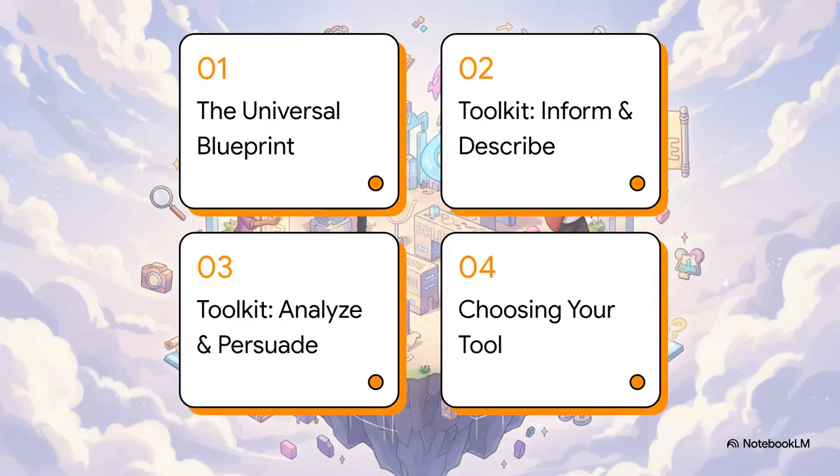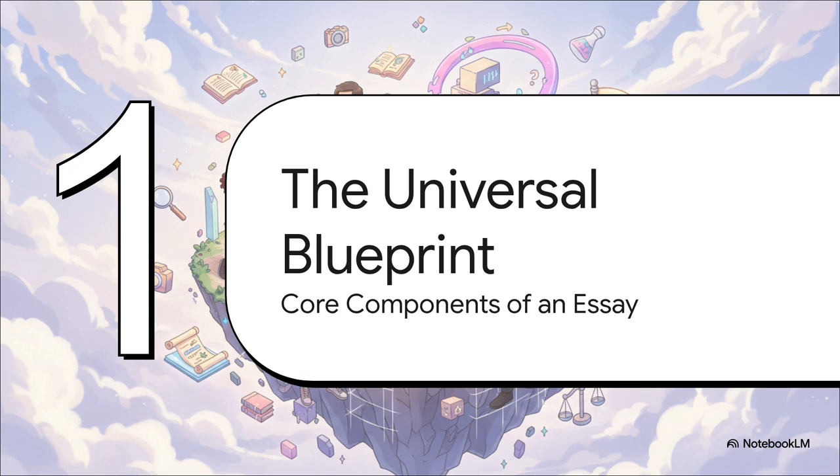Okay, so here's our plan. We'll kick things off with a universal blueprint that works for pretty much any essay. Then we'll open up the toolkit and look at two trays of tools, the first for informing and describing, and the second for analyzing and persuading. And we'll wrap it all up by figuring out how to pick the perfect tool for whatever you're trying to build.